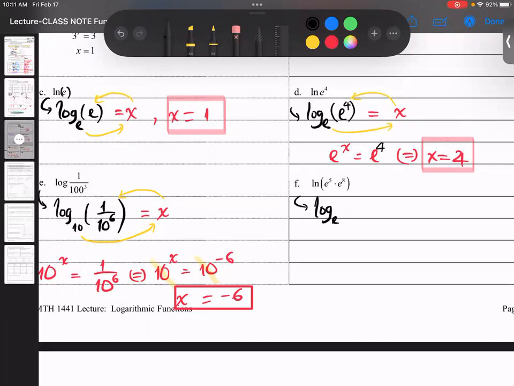All right, ln, rewrite it as log base e. Can somebody combine e to the 5th times e to the 8th for me? If I have a to the m times a to the n equal to a to the m plus n. So you add them together, right? You have the same base, you add. So e to the 13.